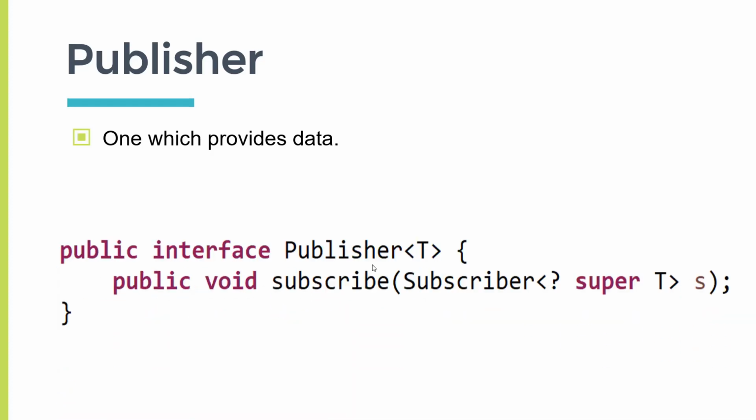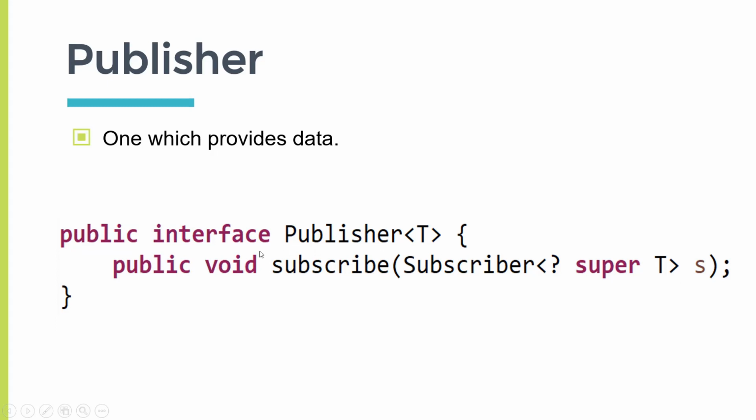The first one is publisher. Basically, the one which provides the data is publisher. It can be your database or external service or anything else. Publisher interface has one method, that is subscribe, and it takes one input parameter, that is type of subscriber. Here, subscriber will call this subscribe method to subscribe to the publisher.